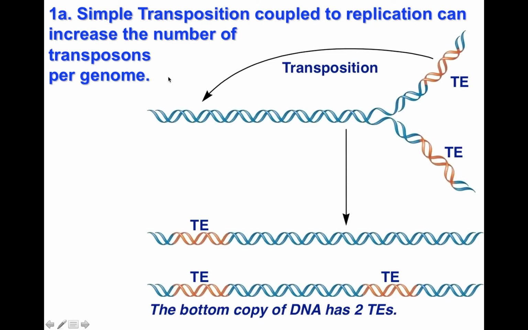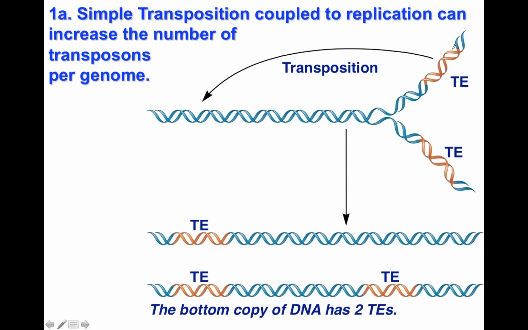So simple transposition coupled to DNA replication can increase the number of transposons per genome. How is that possible? Well, here we have a replication fork. You're quite familiar with that. And it has just replicated a transposable element. So there was a transposable element, and we've replicated it so that both new strands of DNA, the two daughter strands, have a copy of the transposable element in them.